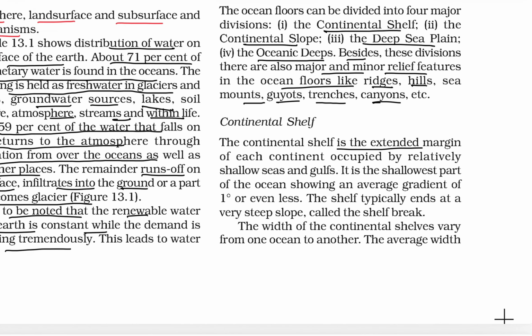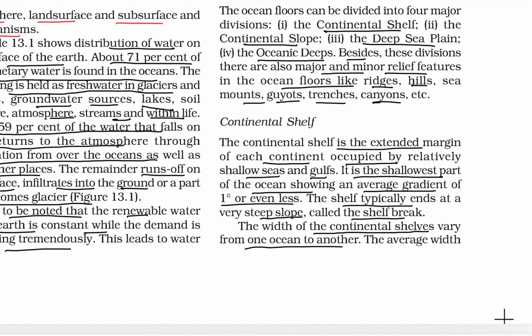Continental shelf. The continental shelf is the extended version of each continent, occupied by relatively shallow seas and gulfs. It is the shallow part of the ocean. On average it has a gradient of 1 degree or even less. The shelf typically ends at a very steep slope known as the shelf break.